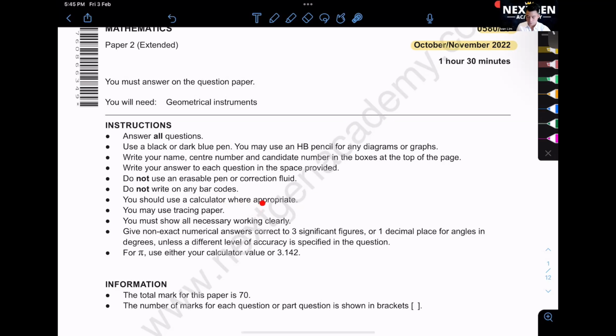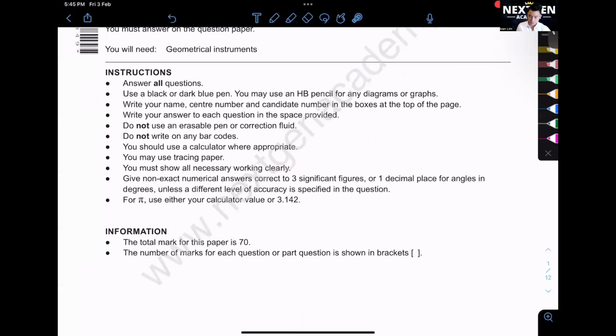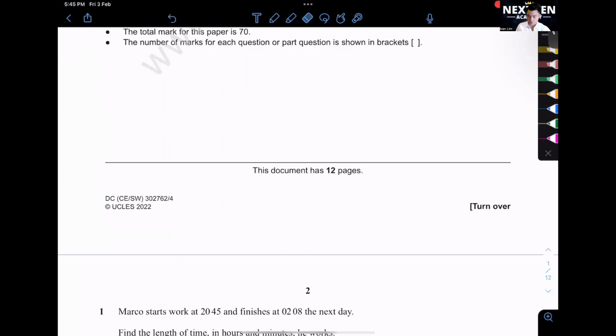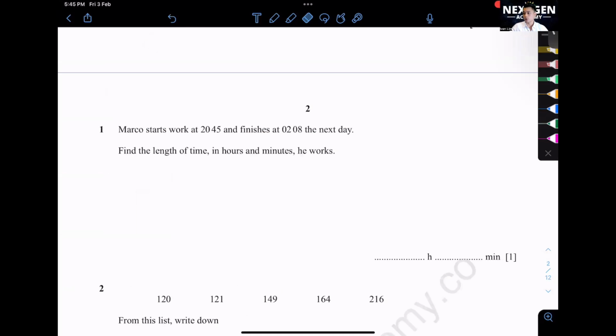Where appropriate. So when they say do not use a calculator, you all need to show the working. Otherwise, you can use a calculator. This paper is only 70 marks. The number of marks is shown in the bracket, so sometimes you can get some clues from the marks itself also.